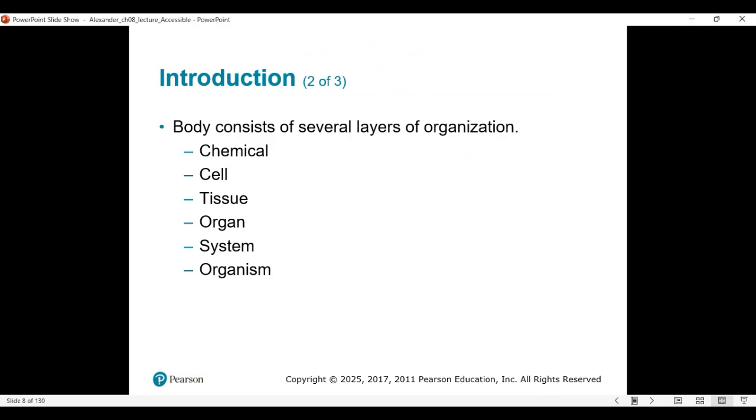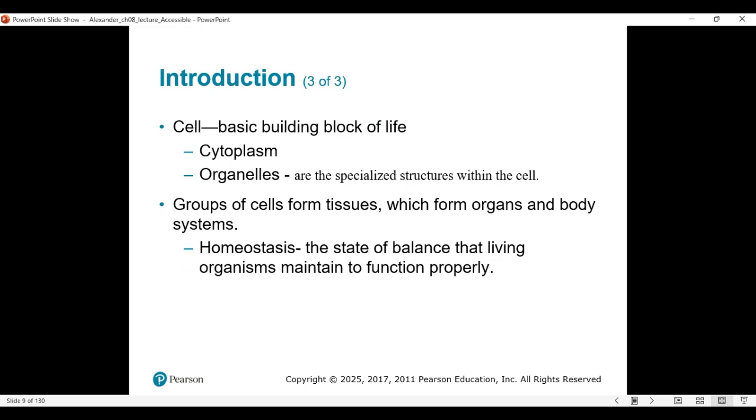Different organizations of the body layers. At the very microscopic layer, there's chemicals, then there's cells, which are the building blocks. And then you get a group of cells together doing the same thing. That's tissue. This tissue will organize together and become an organ. Several different organs will create a system, and then the total system will create the organism. Again, the cell is the building block.